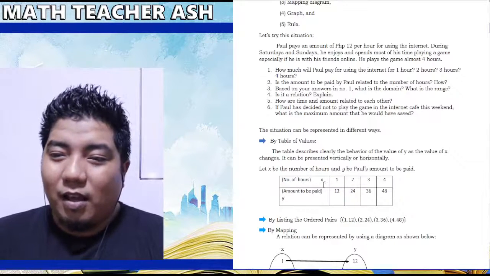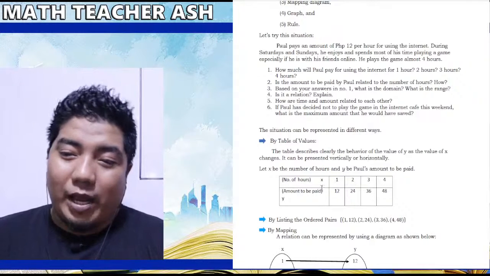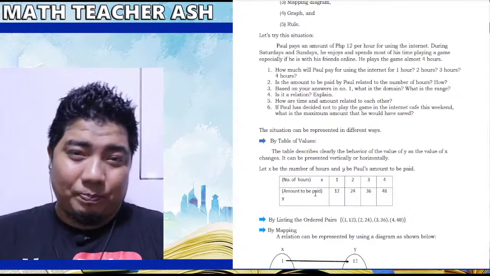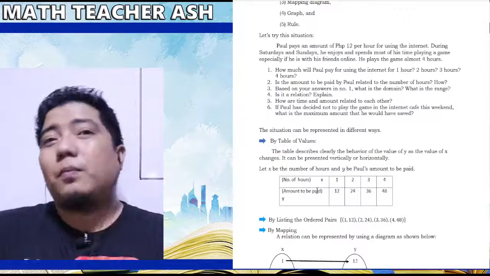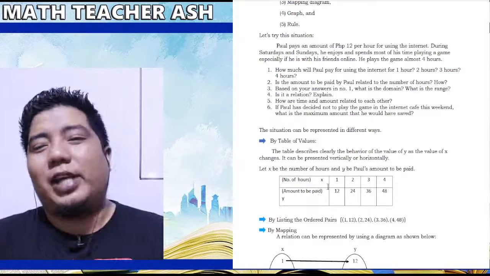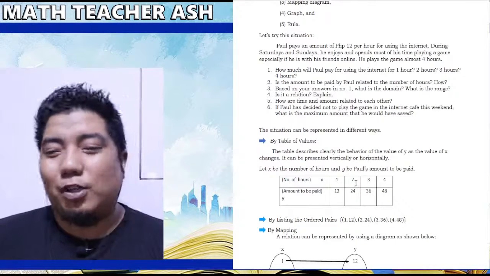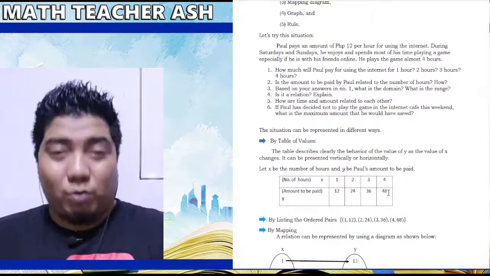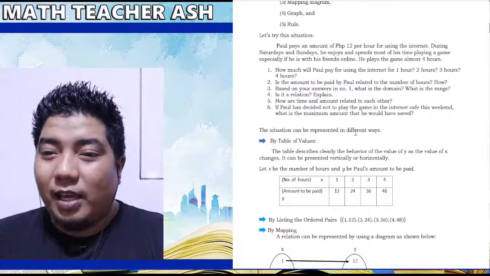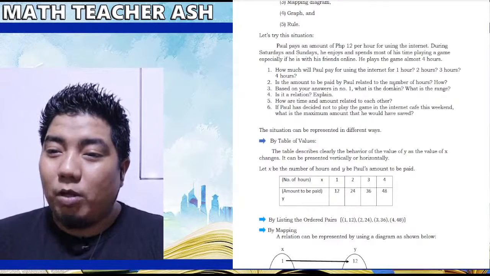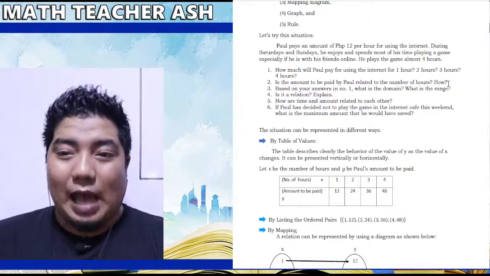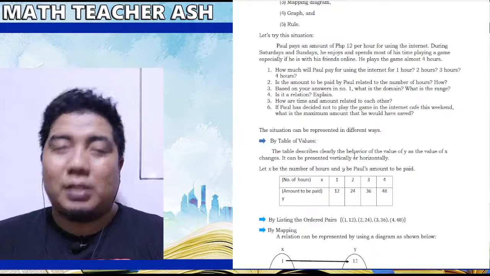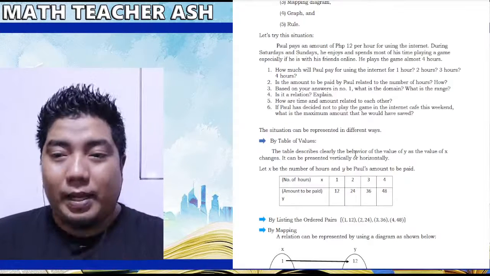So as you can see, in number of hours, that will be your X, and then the amount paid, kasi yung babayaran mo ay nakadepende sa number of hours na ilalaro mo sa internet. So kapag isang oras lang, 12 pesos, of course. Pag 2 oras, 24. Pag 3 oras, 36. Pag 4, 48. So same goes. Next is the amount to be paid by Paul related to the number of hours? How? Okay. So, magdedepende talaga. Of course, because mas mataas ang number of hours, mas malaki ang babayaran ni Paul.